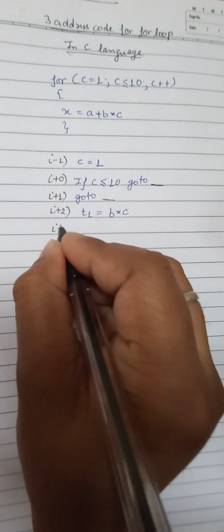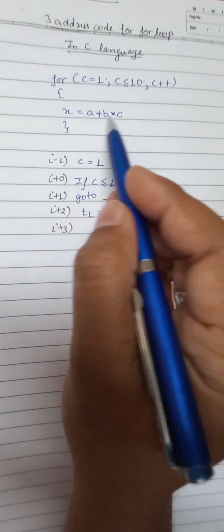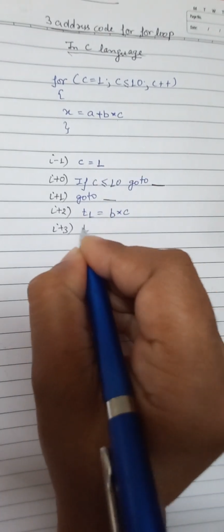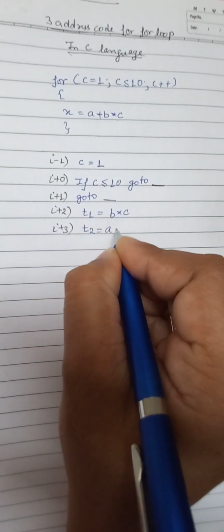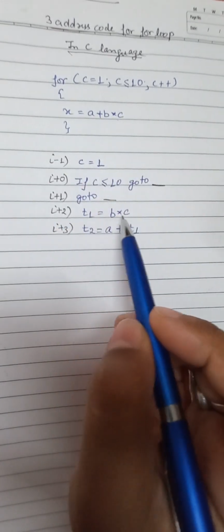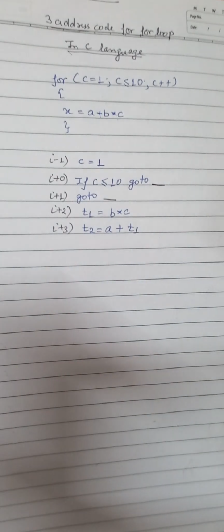In the next line, we are calculating the rest of the things available in this line. b * c is calculated in t1. Then after that, a is left. So we are taking another variable t2 and writing t2 = a + t1. It means a + b * c, because t1 is b * c. So t2 is equal to a + b * c. That has been calculated.